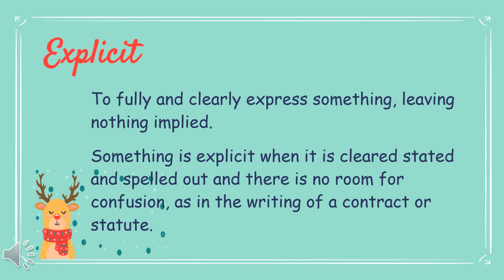The next concept, aside from implicit, is what we call explicit. From the word itself, explicit means it is a way wherein you are now ready to express it. It means to fully and clearly express something, leaving nothing implied. Something is explicit, class, when it is clear, stated, and spelled out. There is no room for confusion because it is expressed directly without sugarcoating, as in the writing of a contract or a statute. It's direct to the point.